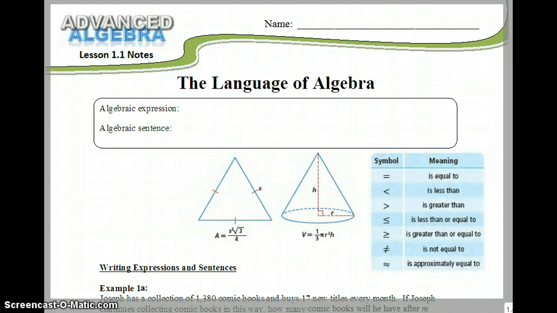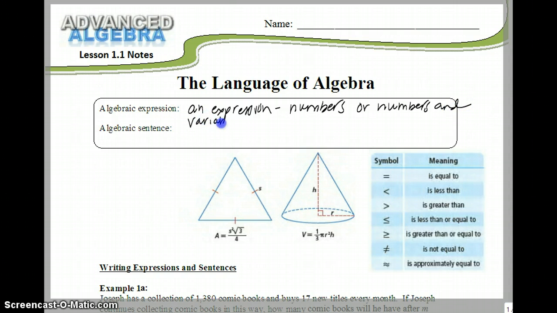We're going to talk about a few vocab words in this lesson, the first one being an algebraic expression. Hopefully this is a review for everyone. An algebraic expression is an expression that has numbers or numbers and variables. It does not have an equal sign.